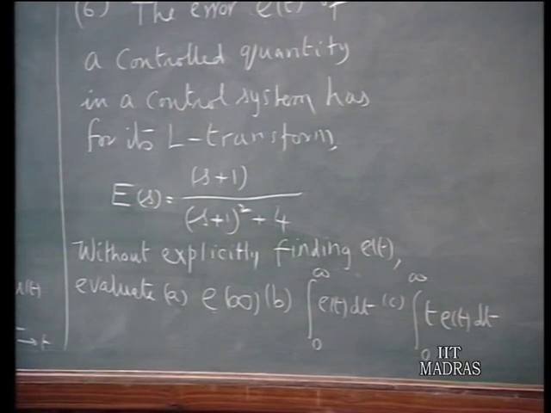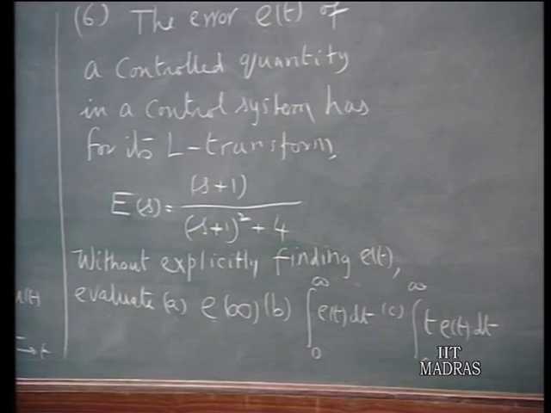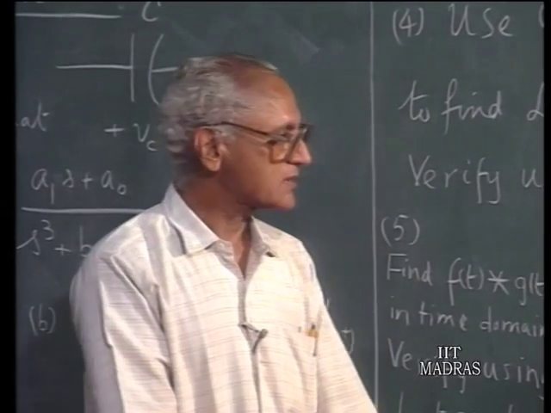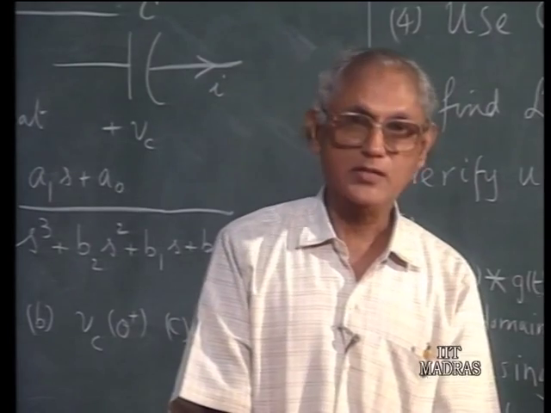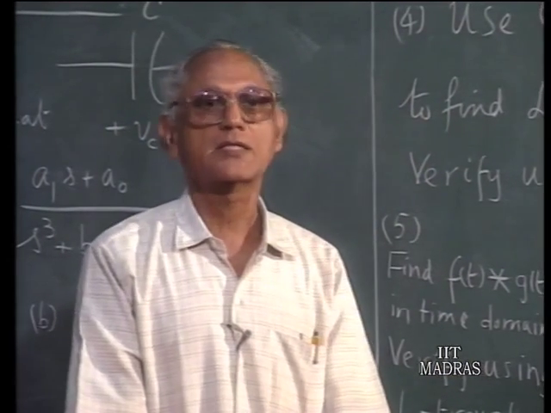You can also extend this, I can ask you to find out integral 0 to infinity of e squared t dt, that is the integral of the square error. But that requires a convolution in the complex domain. Since we have not discussed that, we have not included that type of question. So this exercise covers the various properties of Laplace transformation that we discussed in the earlier 6 lectures.